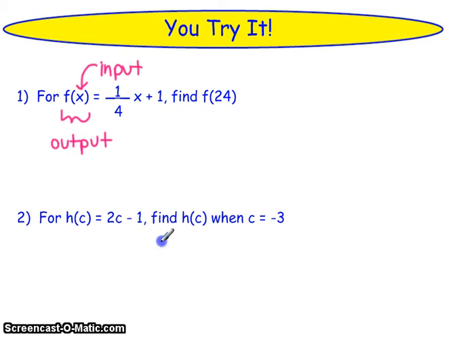And in number 2, we have h of c. c is what you put in, and h of c, whatever your c happens to be, is your output. In this one, I'm saying, please find h of c when c is negative 3. So that's what you're putting in. You're putting in negative 3 in this one, and you're putting in 24 in the first one.